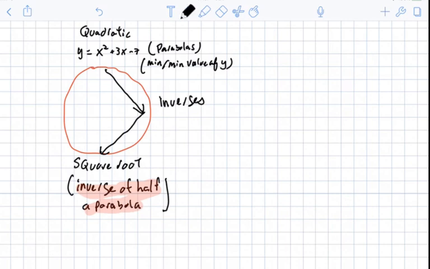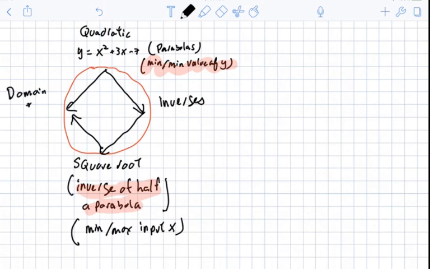The min-max value of y corresponds to min-max, minimum or maximum input on that graph. Okay? And so both of these have domains and ranges. Which qualify what the shape of the thing looks like. Okay? So the domains and the ranges of our quadratic that are cut in half inform what the domain and range of the square root are. And vice versa, I guess, if you want.